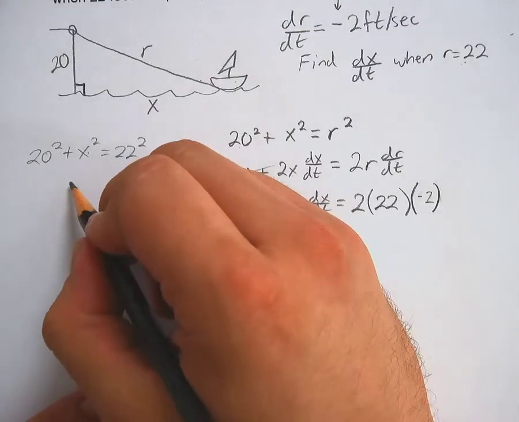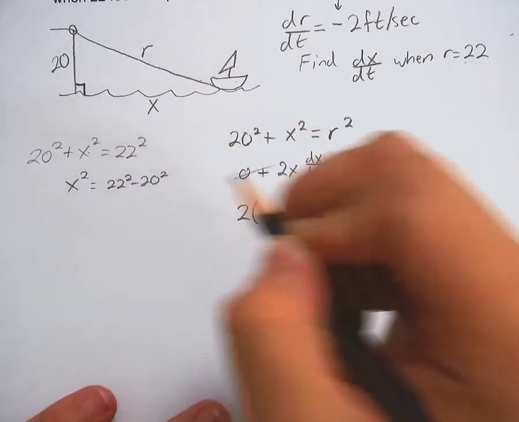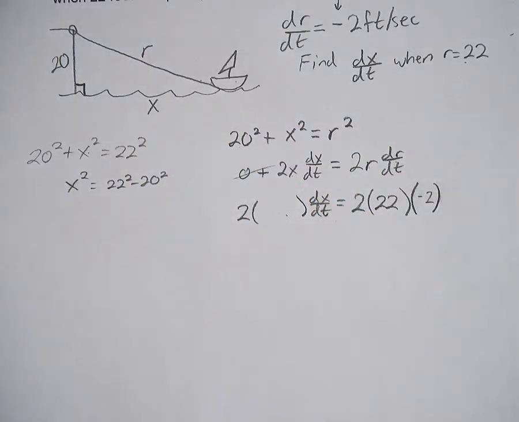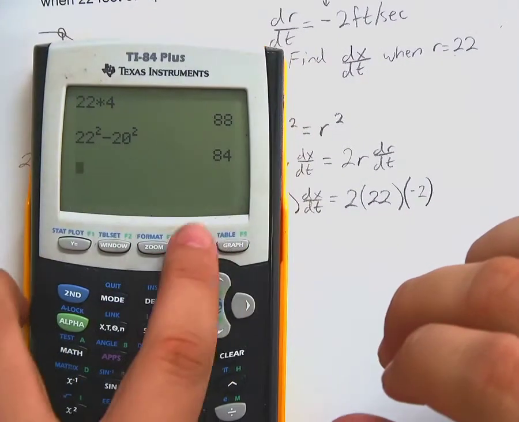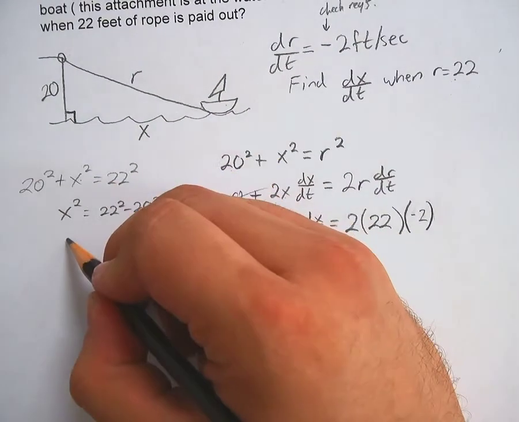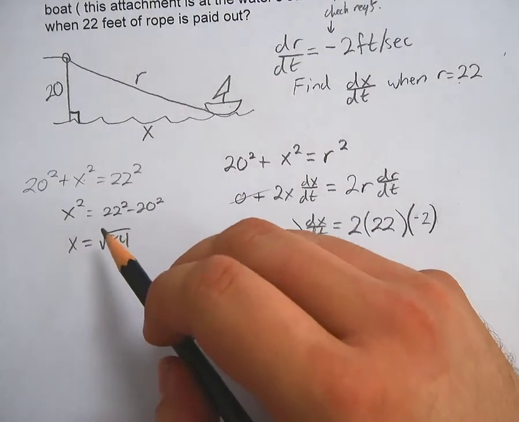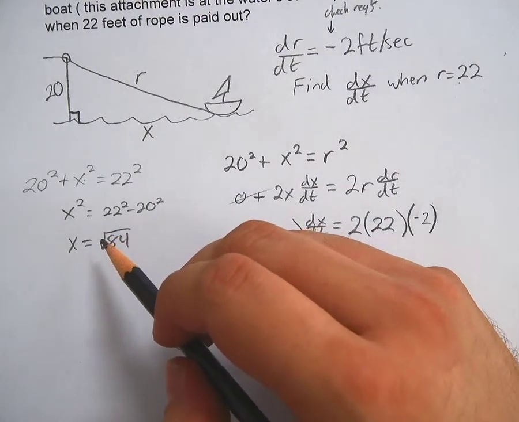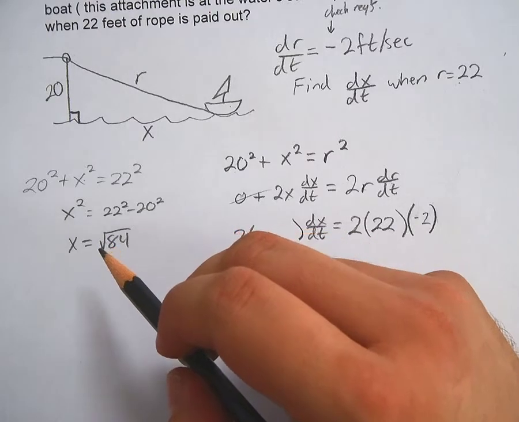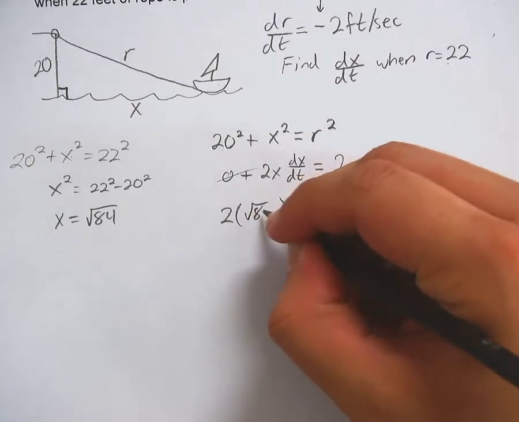So let's set this thing up. x squared is 22 squared minus 20 squared. I'm going to plug that in real quick. 22 squared minus 20 squared. And that gave me 84. Forgive that other work that's on there, but 84. So I've got x is going to be the square root of 84. Now I can disregard the negative square root here because I'm dealing with a distance. We can't have a negative distance, so I can disregard the negative for now. But x is going to be the square root of 84.